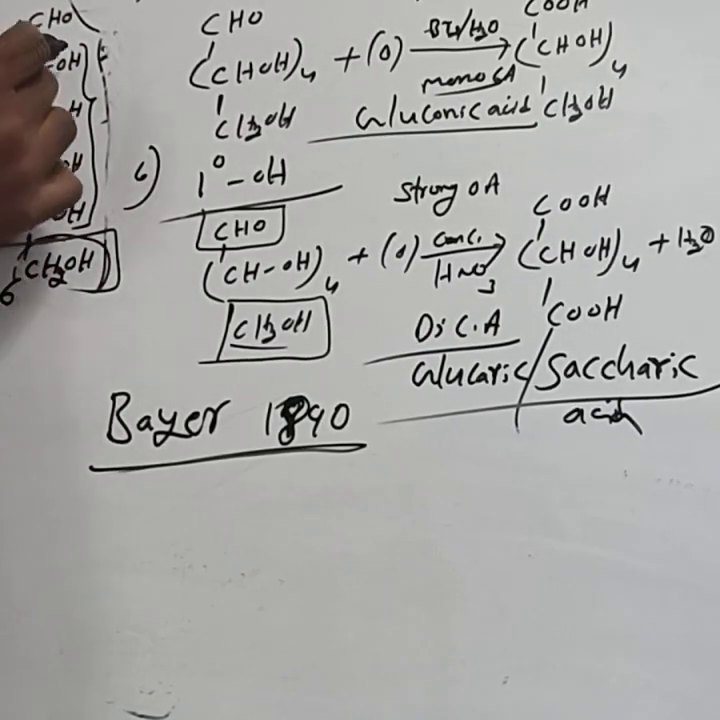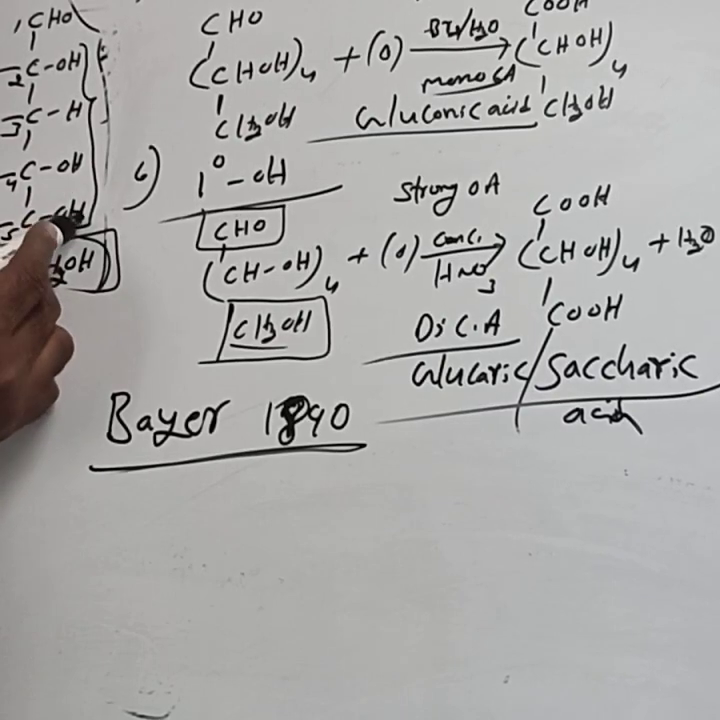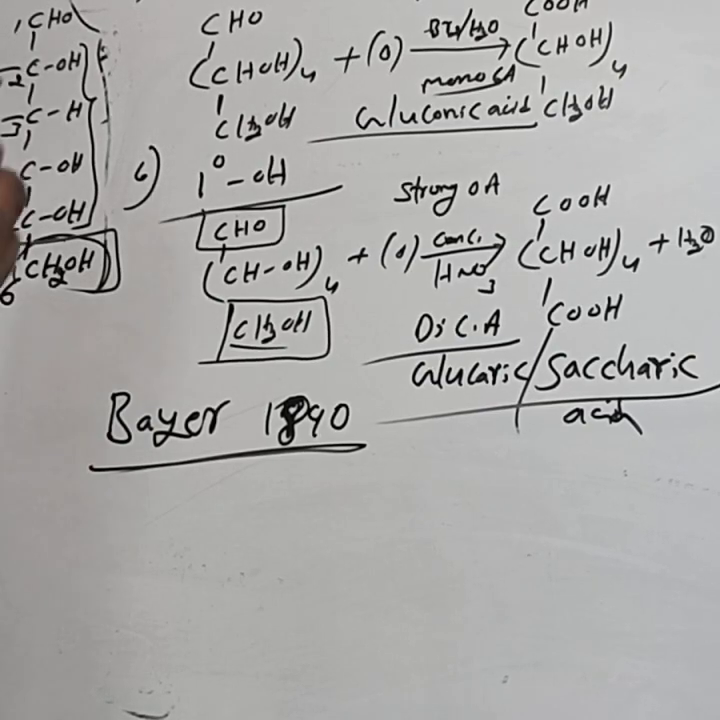On the second carbon atom, OH is on the right hand side. On the third carbon atom, OH is on the left hand side. On the fourth, OH is on the right hand side. On the fifth, CHOH, OH is on the right hand side. On the sixth carbon atom, CH2OH. This is the open chain structure of glucose. You have to remember this open chain structure of glucose. This is about the elucidation of the open chain structure of glucose.